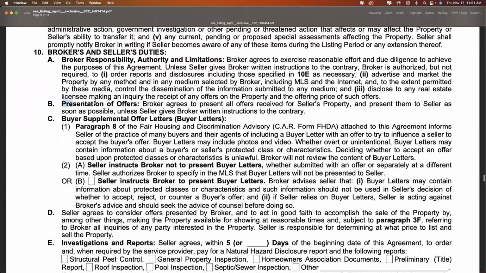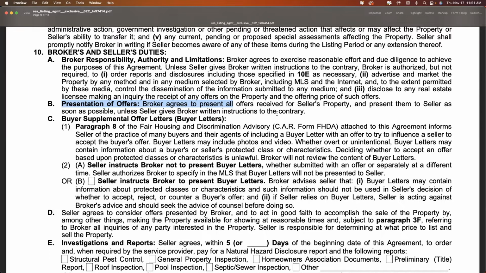The presentation of offer. Broker agrees to present all offers received for seller's property and present them to seller as soon as possible, unless seller gives broker written instructions to the contrary. So, guys, you have to present every offer you receive. Okay? Now, you could have something in writing from your seller that says, I don't want to see any offers that are below a certain price. I don't want to see any offers that are this kind of financing. If you have written instructions from your seller, that's fine.